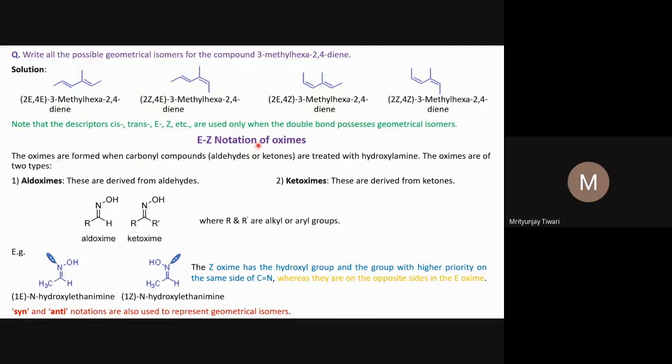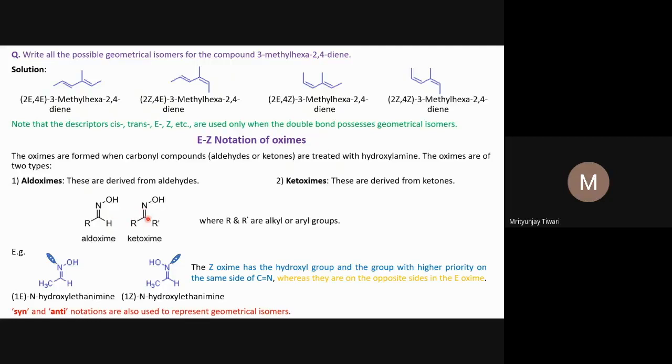If the carbonyl compound was an aldehyde, we call such an oxime an aldoxime. If the carbonyl compound was a ketone, we call it a ketoxime. So there are two different types of oximes: aldoximes are derived from aldehydes, and ketoximes are derived from ketones. You can see here, this was the carbonyl group, C double bond O, and this is NH2OH. This is an aldehyde, with one alkyl and one hydrogen group.